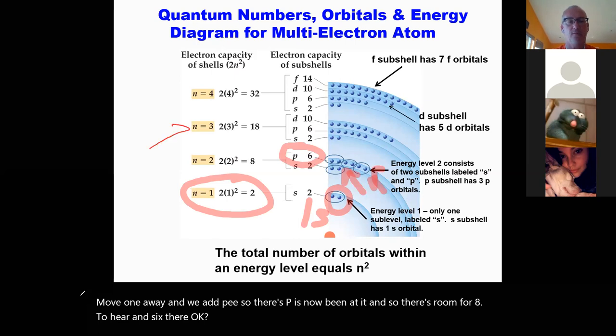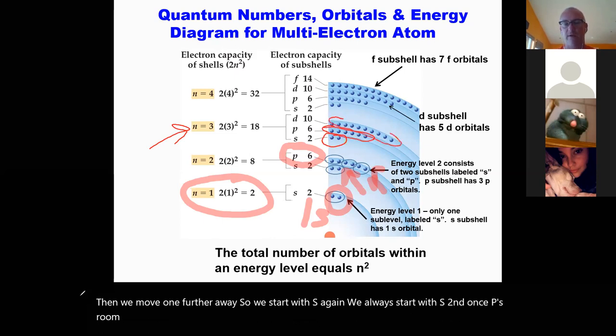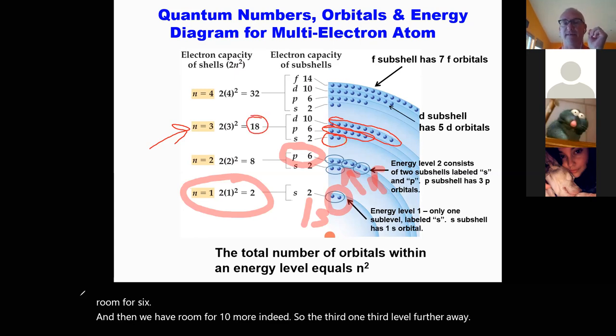Then we move one further away. So we start with S again, we always start with S. Second one's P, that's room for six. And then we have room for 10 more in D. So the third level, further away, has 18 electrons in it.